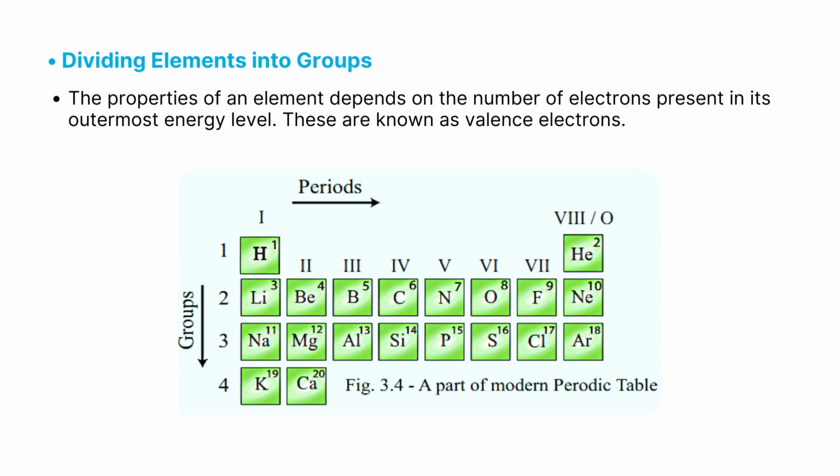Similarly, we take silicon has atomic number 14. 2, 8, 4. That also has 4 electrons in the valence shell. So this goes to group 4.